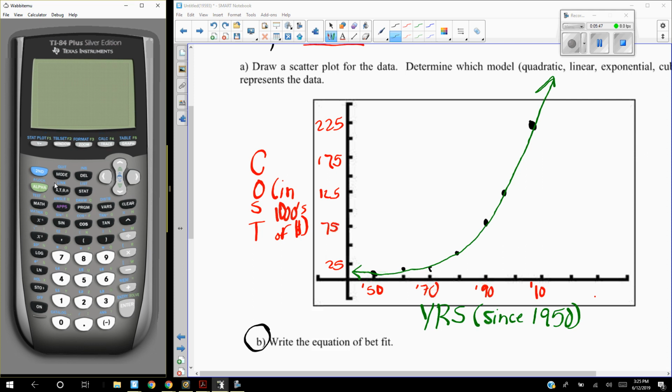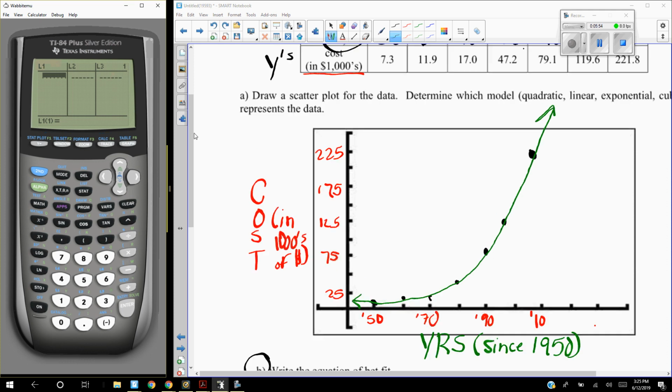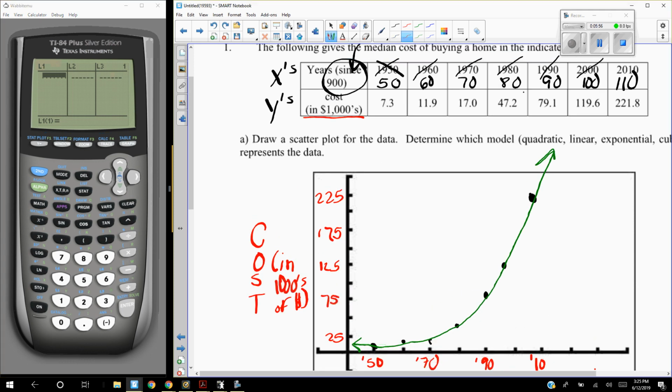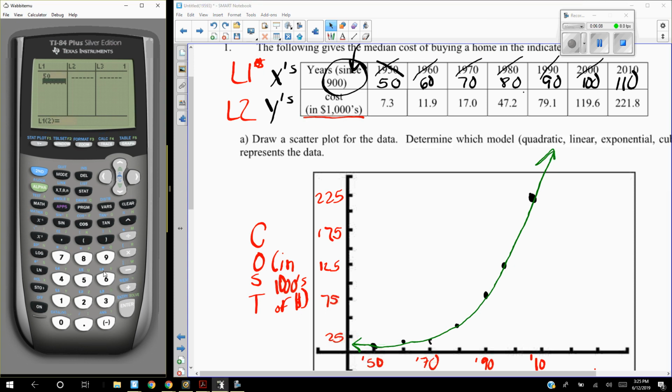So first we're going to enter the data in the table. To do this, hit Stat and then choose number 1 for edit. You should have an L1 and an L2. Your X's are going to go in L1 and your Y's are going to go in L2. And again, we're not going to type in 1950. We're going to type in 50, 60. If we type in the 4-digit year, the calculator may not be able to determine an equation for us. So every time you type in a number, hit enter.